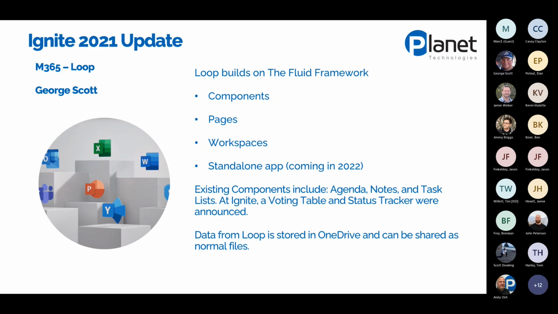The Fluid framework is going to be renamed to Loop, and it consists of components, which is what was out before, and they added a couple more components at Ignite, and they'll be releasing more as it goes. Then there are pages, which would be an individual workspace. Consider it OneNote on steroids, where you can take a bunch of components and put them in there. You could maybe take a dashboard from Dynamics, have a voting table, a project table in there, and it's all live, right?